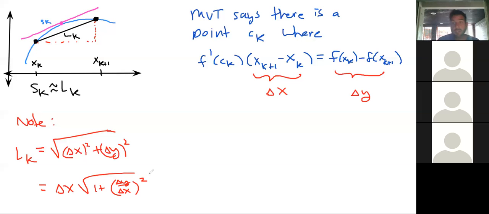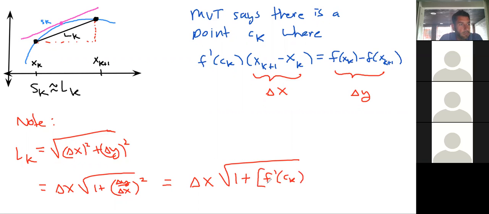It looks ugly, but I guarantee you if you distribute that delta x back into the radical, you get the same thing. And so what you can do then is you can replace this dy over dx using this mean value theorem thing here, and this becomes delta x times 1 plus f prime of C sub k quantity squared.